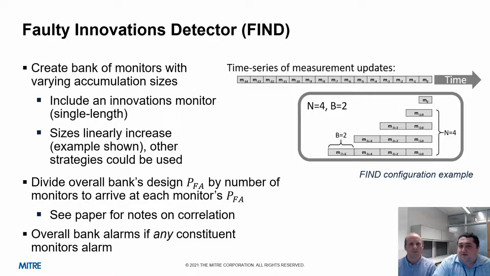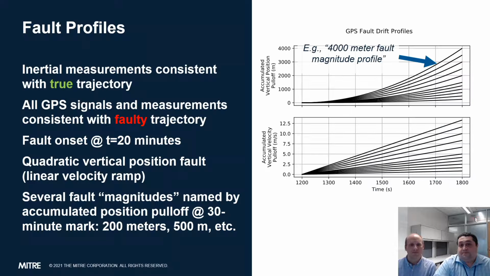We use a bank of monitors which accumulate innovations over time, which allows for the detection of slow pull-off attacks that a traditional snapshot innovations monitor may fail to detect. The bank of finite-length monitors also helps mitigate the real-world issue of model mismatch that can degrade performance of an infinitely accumulating monitor. So the paper really has two parts to it.